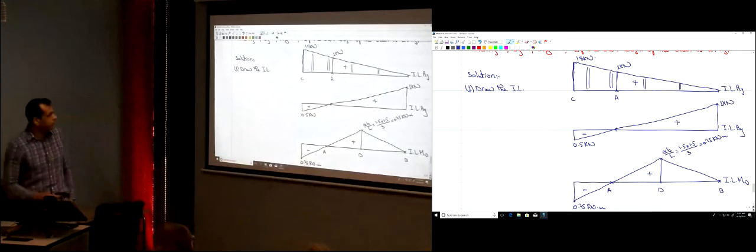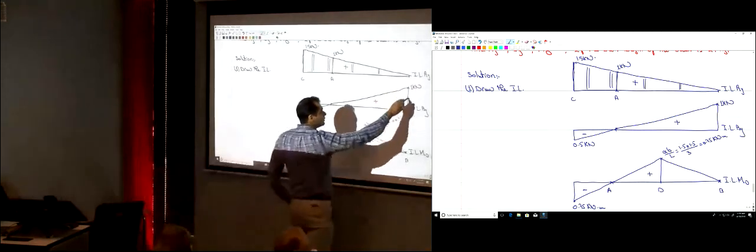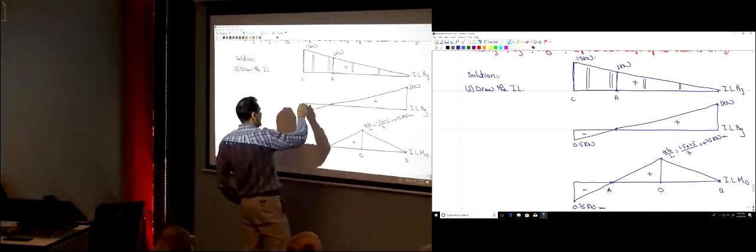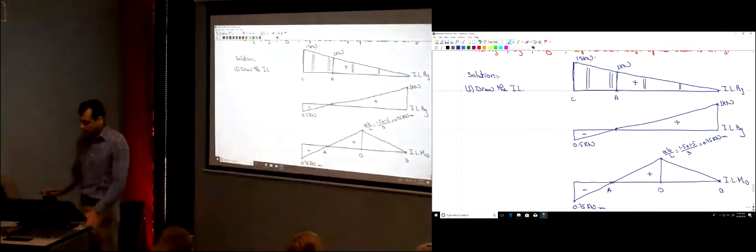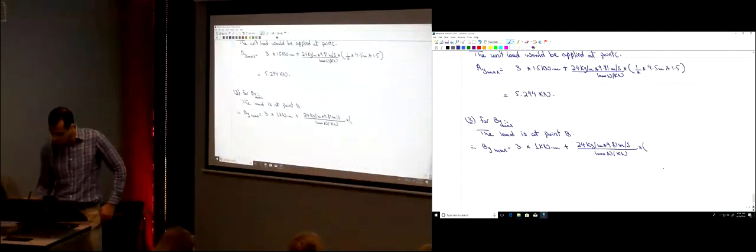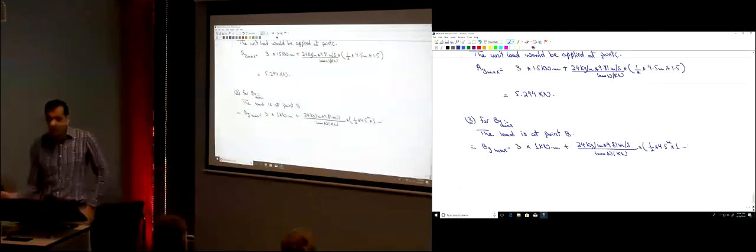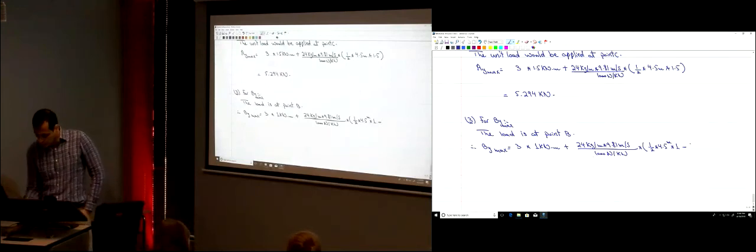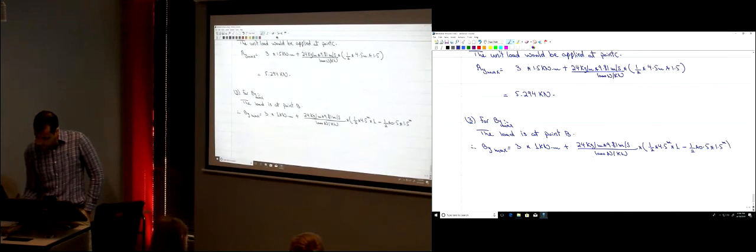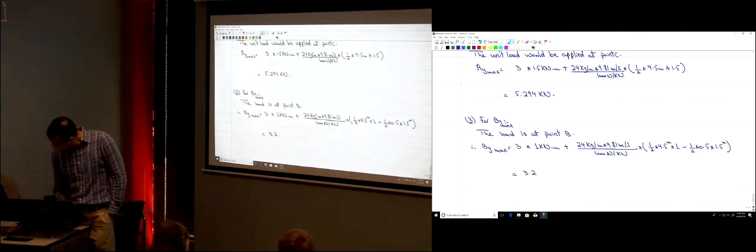How much is the positive area? It's 1/2 times 1 times 3. The negative area is 1/2 times 1 times 1.5. Let's write the two areas here. The positive area is 1/2 times the length 4.5 times 1. And then the negative area, it's negative 1/2 times 0.5 times 1.5 meters. So BY max would be equal to 3.264 kilonewtons.